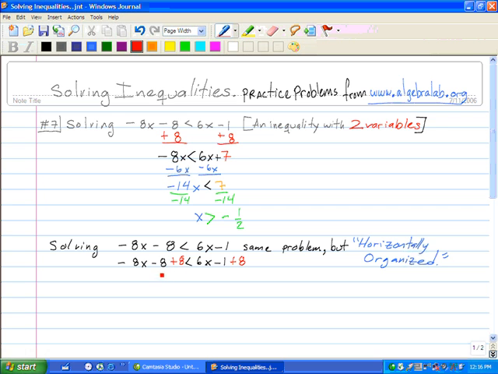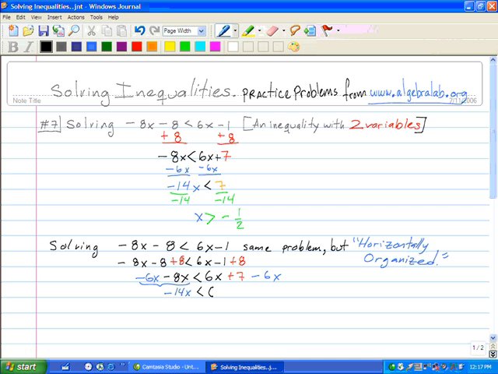Like here, the 8's cancel. You'll be left with only the negative 8x. Bring down my x's. Do the math, minus 1 plus 8. That will still give you a positive 7. Like the other problem, now you can subtract the x's. You add this 2 and it gives you negative 14x.